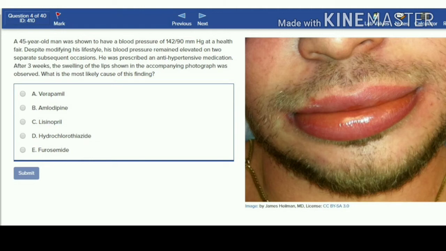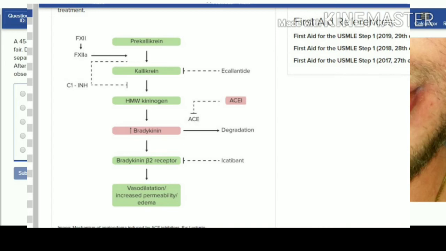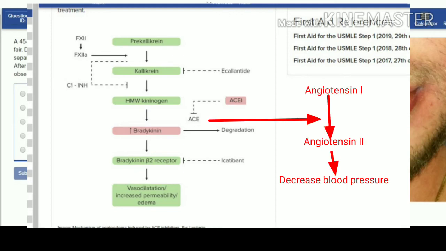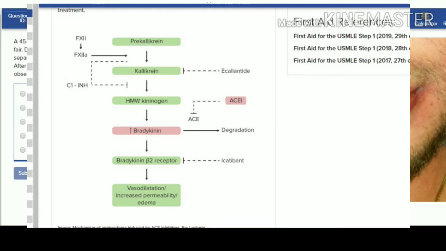And option C is lisinopril, which is an angiotensin converting enzyme inhibitor. If you know the mechanism of action of angiotensin converting enzyme inhibitors, they inhibit the angiotensin converting enzyme. Once it is blocked, it cannot convert angiotensin 1 into angiotensin 2, and this way it helps in decreasing the patient's blood pressure. It also causes an increase in the level of bradykinin.